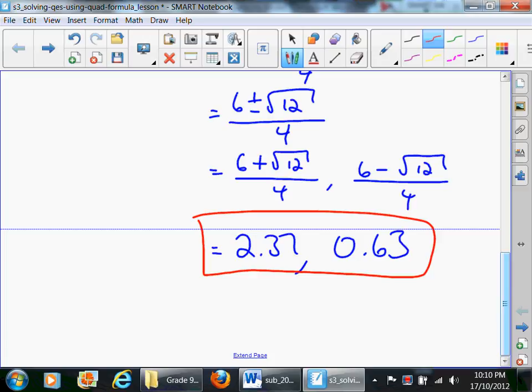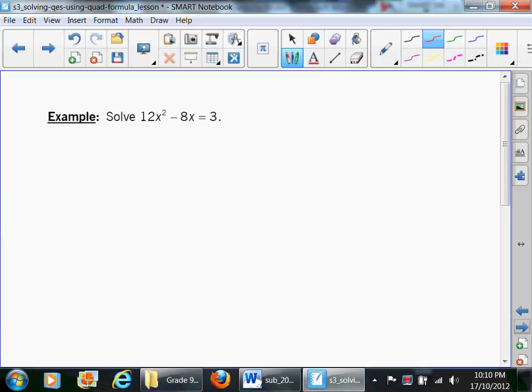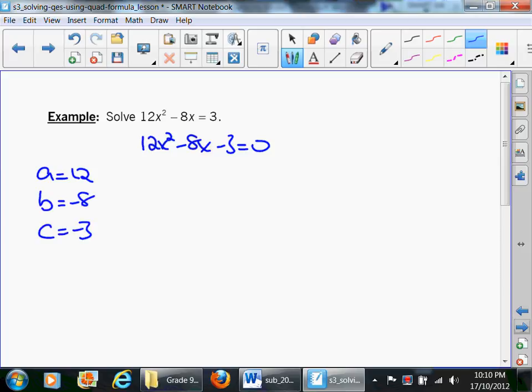Now, let's do the next example. The next example is 12x squared minus 8x equals 3. So first things first, what we have to do is rearrange it so everything's on one side. So 12x squared minus 8x minus 3 equals 0. Now, what's a? a is 12. b is negative 8. c is negative 3.